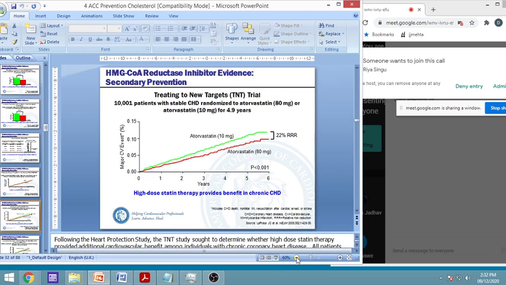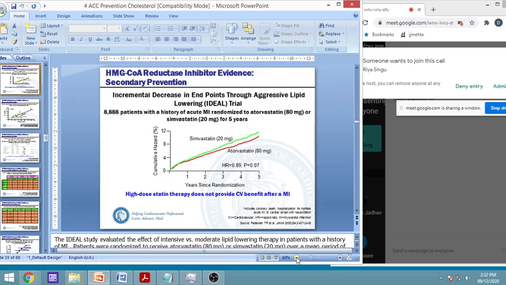Then the Treating to New Targets, the TNT trial, where 10,000 patients with stable coronary heart disease were randomized to atorvastatin 10 milligrams or atorvastatin 80 milligrams, and it was found that atorvastatin 80 milligrams gave comparatively better results. There was a 22% reduction in major cardiovascular events, like hospitalization, serious cases or death. So it was reduced by 22%. The high dose was beneficial.